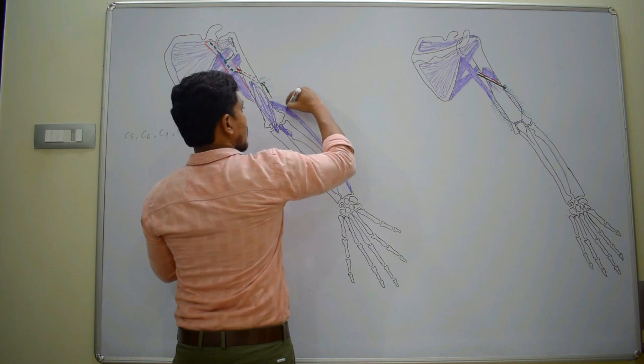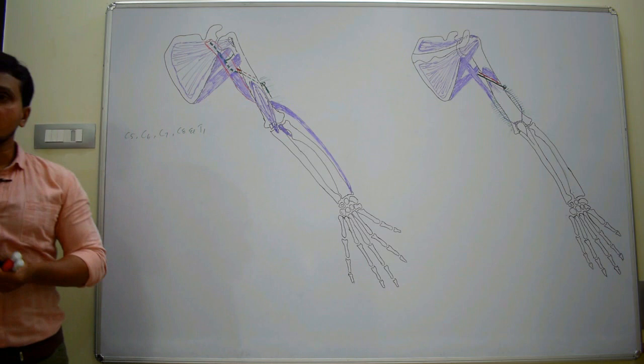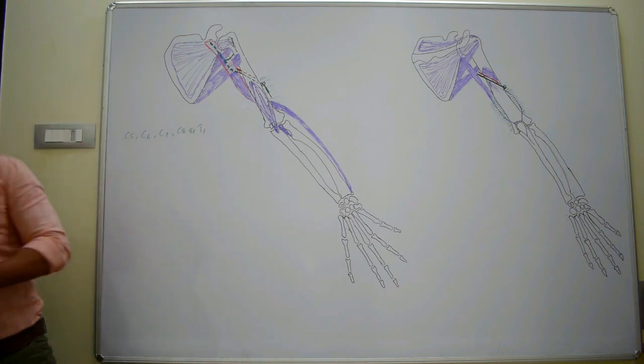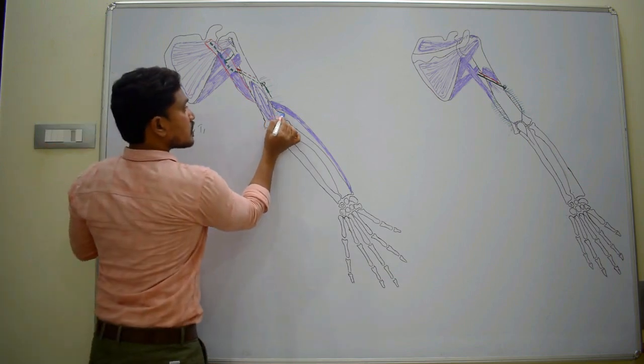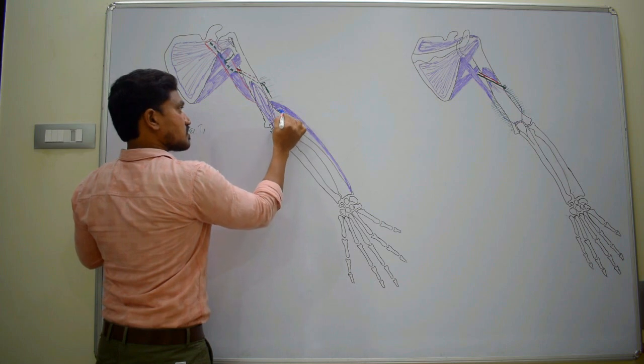One more muscle is taking origin from the lateral supracondylar ridge. What is that muscle? Extensor carpi radialis longus. For color differentiation, I will draw with a different color. So here, this is the muscle, extensor carpi radialis longus. Right?